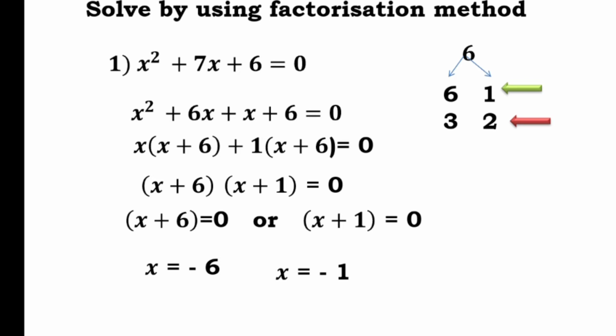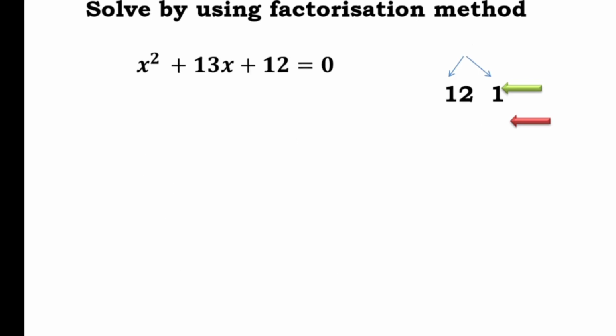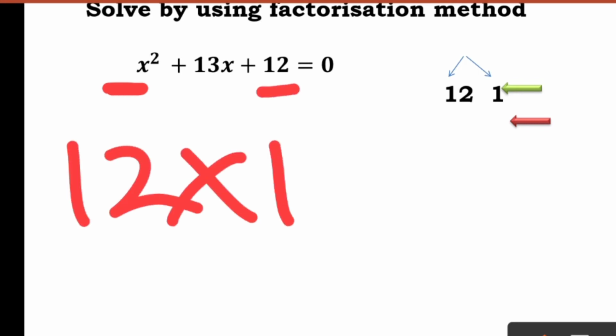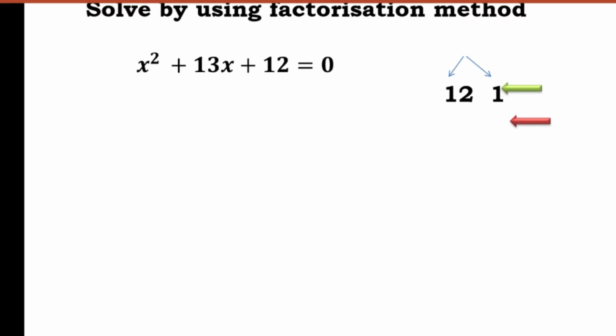Let's take the next problem. In the next problem we have x square plus 13x plus 12. This problem is the same. If you multiply 12 with the coefficient of x square, which is again 1 here, 12 into 1 will give you 12. Therefore we will go ahead with 12.